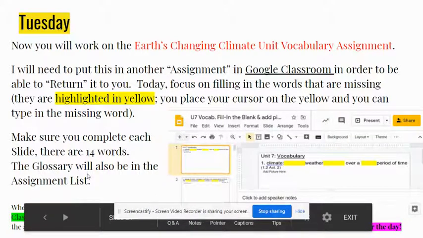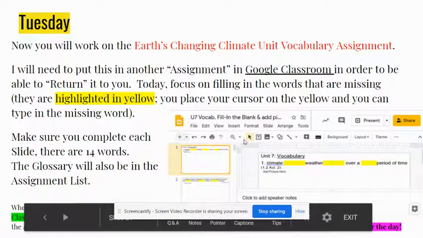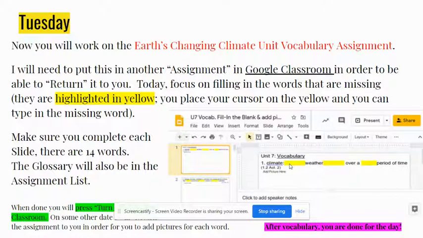So to make sure everyone understands, you open up the glossary, you open up the assignment. Using the glossary, you're going to fill in these words that are missing on each slide. And when you are done, you're going to press Turn in on Google Classroom. And at some other date, I will return it to you, which is a button on my side. And at that time, you're going to look for pictures that you will be putting into each slide. So you'll find a picture of climate and put it in. So today, I just want you focused on filling in the words, all right?